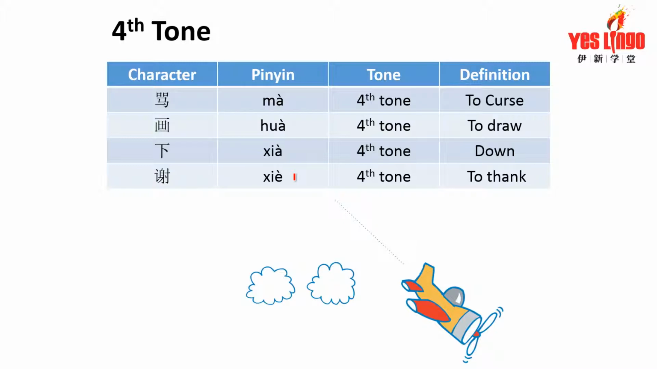Now we're on to the fourth tone. The word we're looking at here is this one, ma, and it means to curse or to yell at somebody. Let's look at the symbol for the fourth tone. See how it's this little downward accent above the central vowel? Again, it's the visual representation of the actual tone. It's a quickly falling and fading tone.